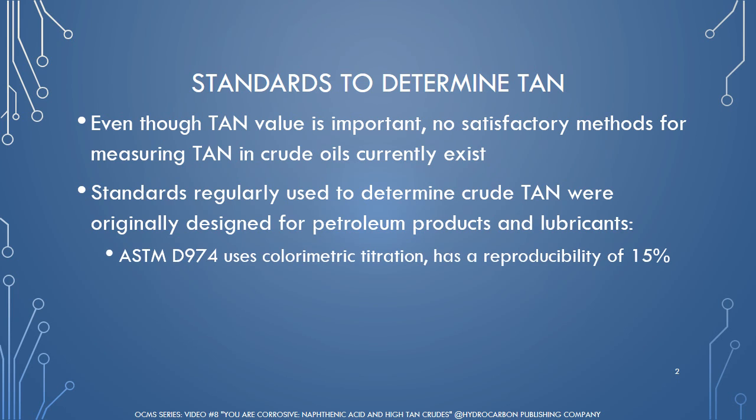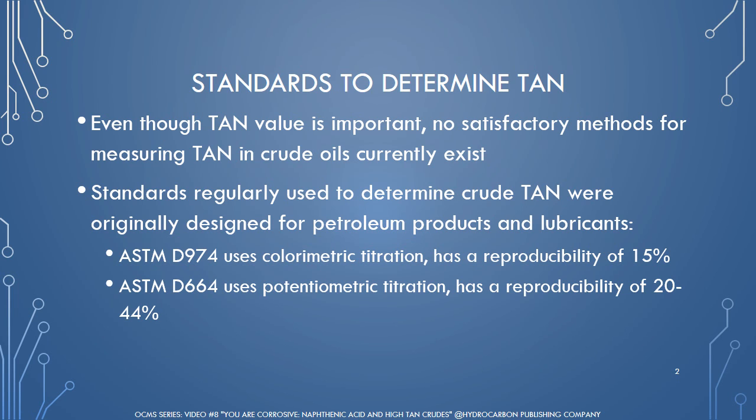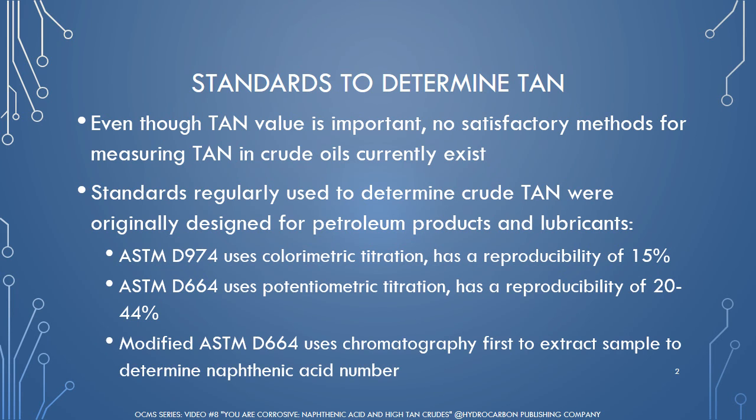ASTM D974 uses colorimetric titration and has a reproducibility of 15%. ASTM D664 uses potentiometric titration and has a reproducibility of 20 to 44%. A modified version of ASTM D664, which extracts a sample first using chromatography, can be used to determine naphthenic acid number.